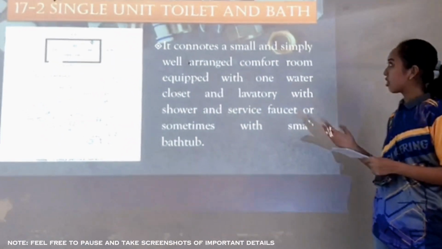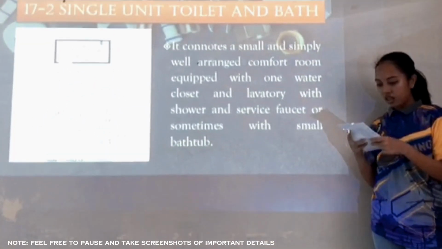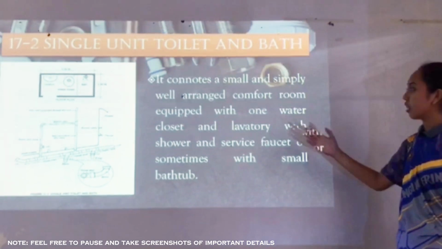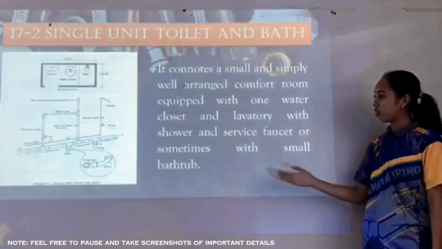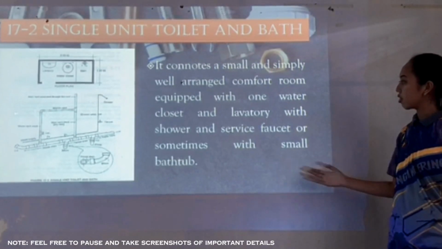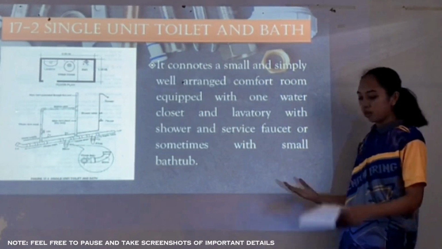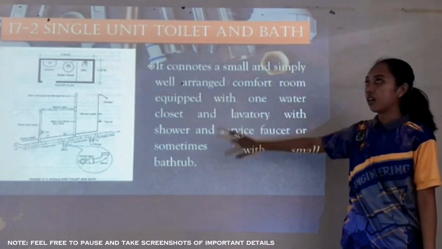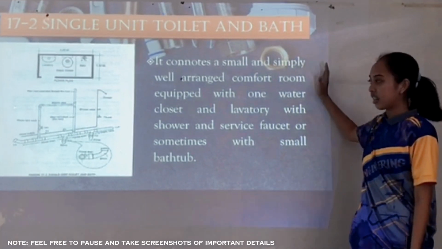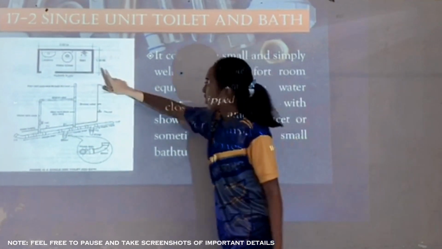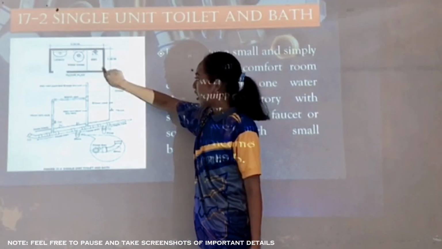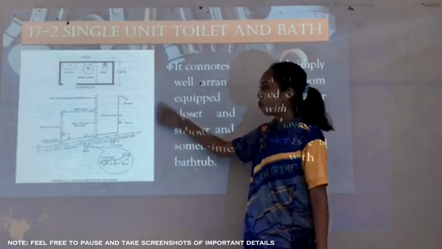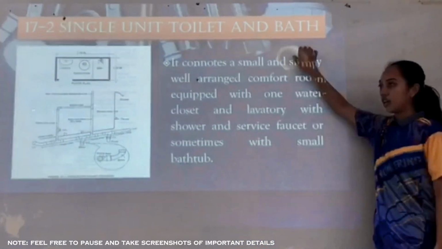Moving on to the single-unit toilet and bath. This is one of the most common bathroom designs. It connotes a small and simply well-arranged comfort room equipped with one water closet and lavatory with shower and surface faucet, or sometimes with a small bathtub. So, again, this is the floor plan of the single-unit design. So, there is a shower area, a water closet, plus a lavatory. And this is how the pipes are installed for this design. So, next.